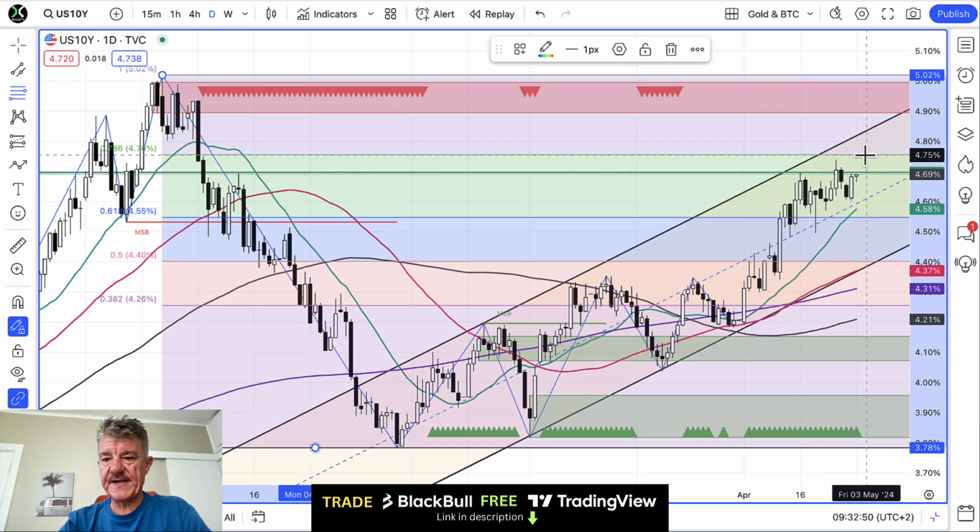We're just below the 78.6% Fibonacci at 4.75. We've got the top of the channel at about 4.85, and then this order block and recent high just around about 5%. I'm not trading this currently, but I'll be looking for shorts perhaps at the top of the channel, but I'm hoping for this to move down so that we can get some wiggle on gold and stocks and so on.